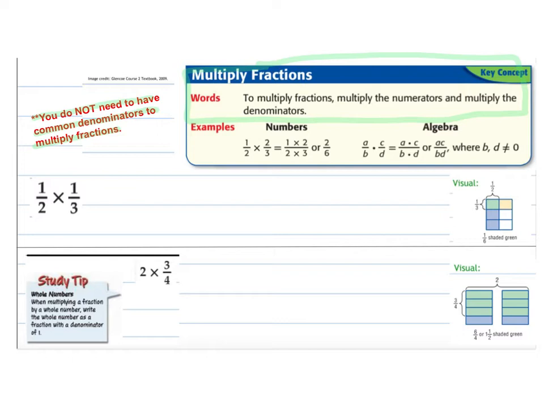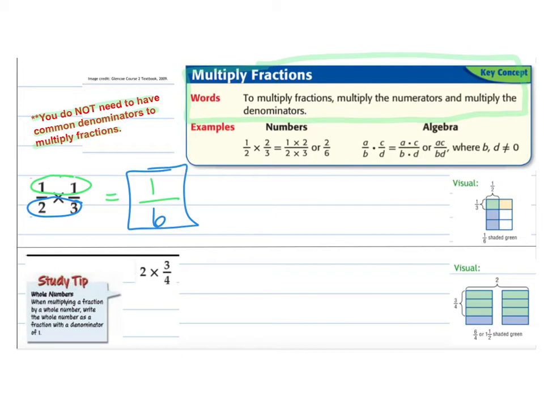So what we do, like the directions say, multiply the numerators and then multiply the denominators. So in our example here, 1/2 times 1/3. Start with our numerators. 1 times 1 is 1. Multiply the denominators. 2 times 3 is 6. So our answer is 1/6.